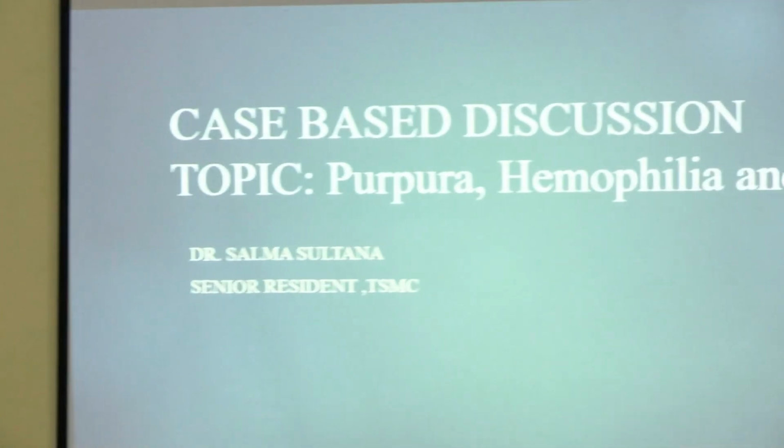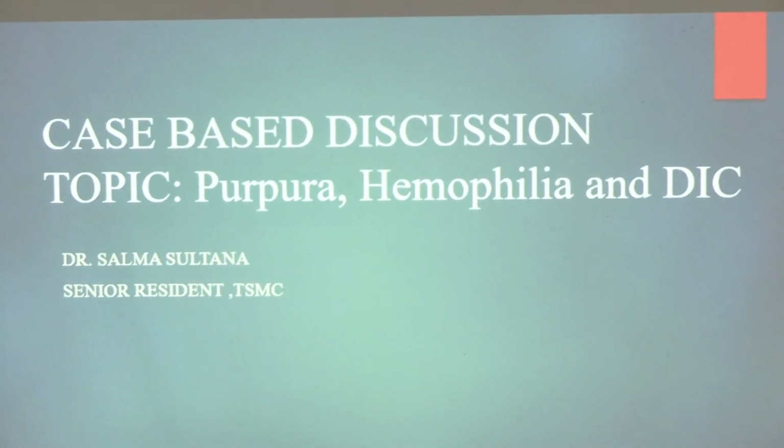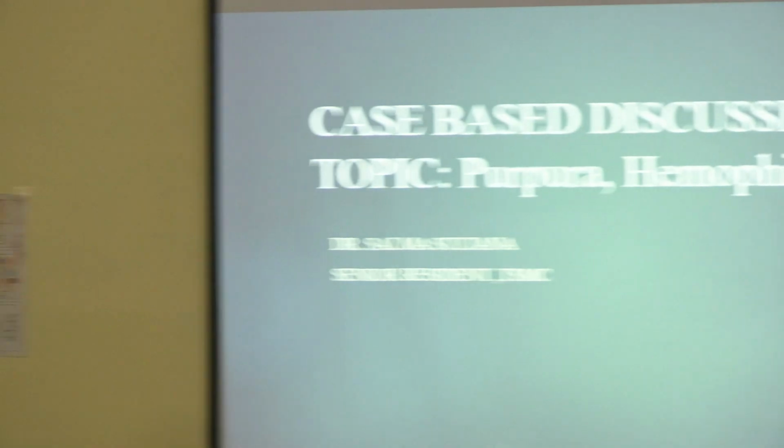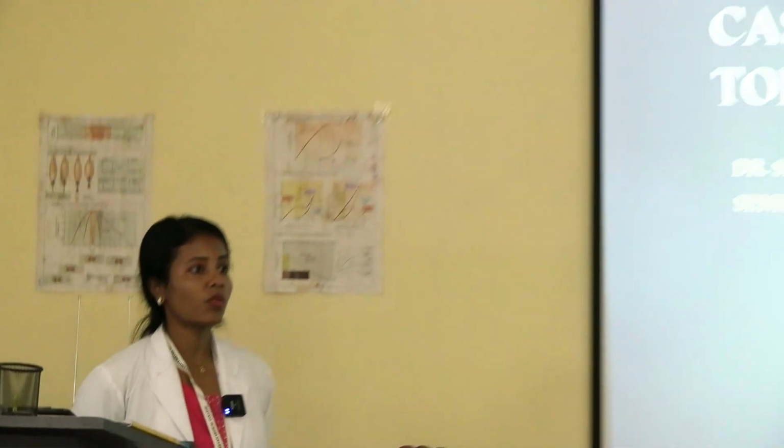So, today we will do a case-based discussion on purpura, hemophilia and DIC. Can anyone tell me what DIC is, the full form? DIC stands for Disseminated Intravascular Coagulation, okay? So, purpura, hemophilia and DIC, these three things are basically bleeding disorders, okay?